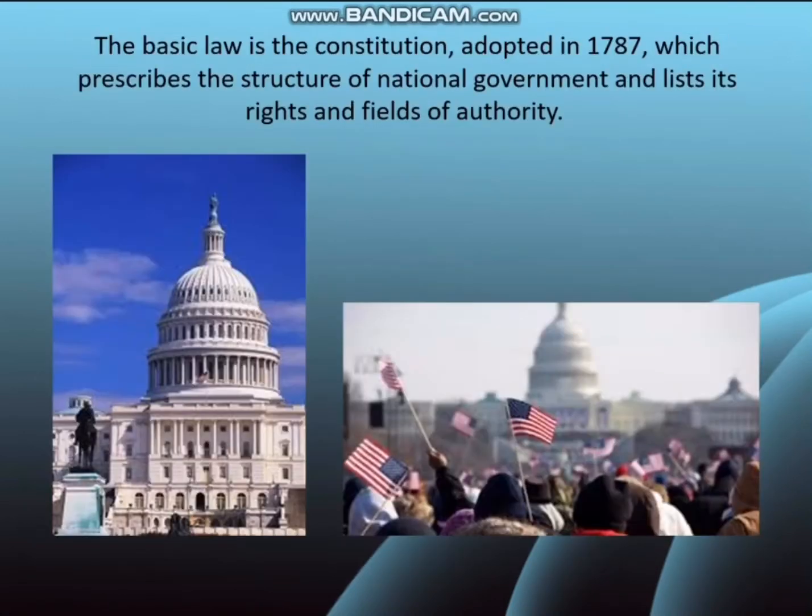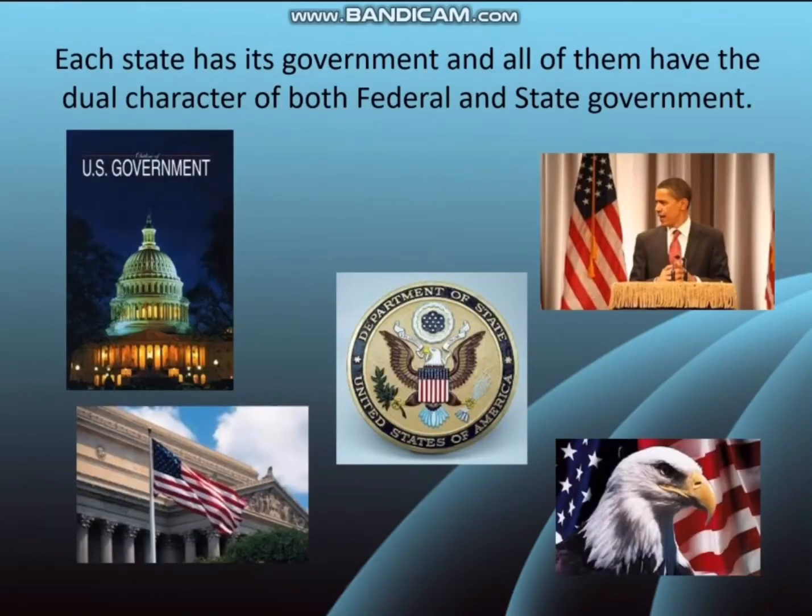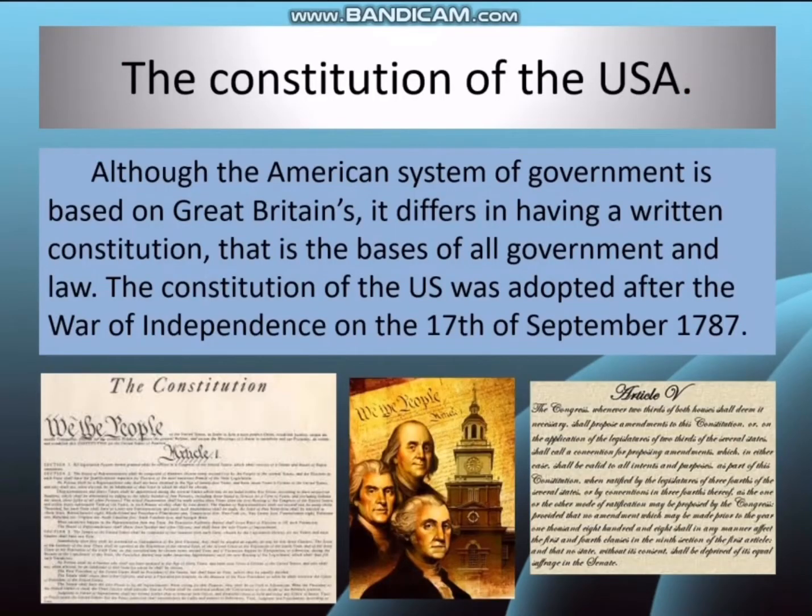The basic law is the Constitution adopted in 1787, which prescribes the structure of national government and lists its rights and fields of authority. Each state has its government, and all of them have the dual character of both federal and state government. Although the American system of government is based on Great Britain's, it differs in having a written constitution, that is, the basis of all government and law.